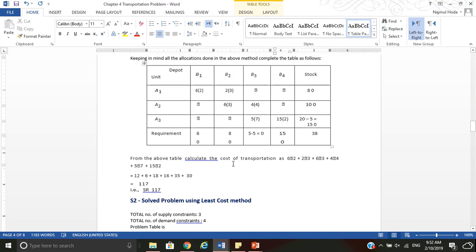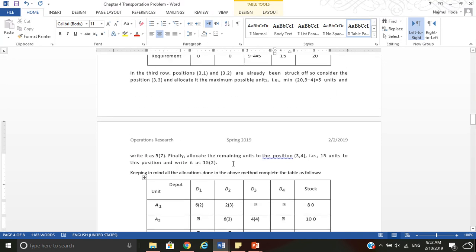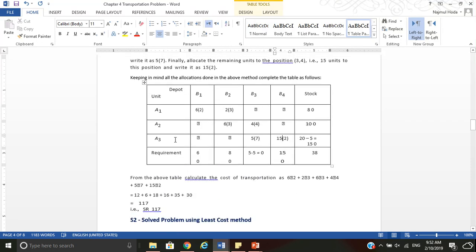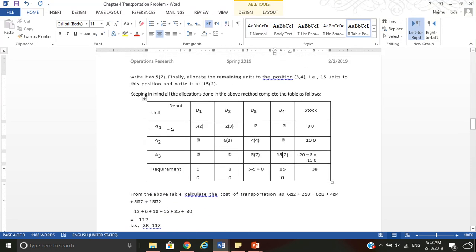Saudi Riyals 117 is the total minimum cost, and this is the route through which the products will be carried from the source to destination.